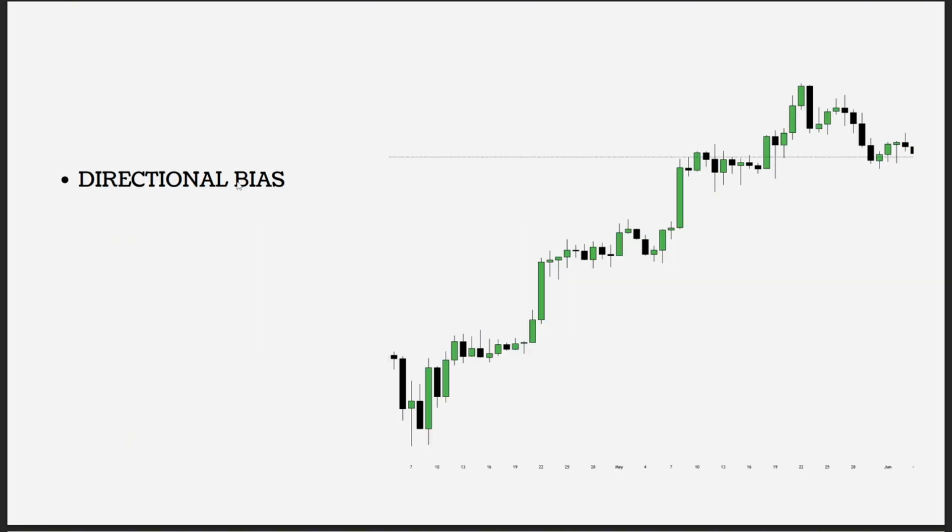The first thing you want to look for is directional bias. Basically this is very easy. Just look at the trend. Is it bullish or bearish? Look at this and see that it's clearly bullish. When you figure this out, if your directional bias is bullish, you want to be looking for more bullish setups. So in this case it is bullish, so what you are looking for is the bullish setup.